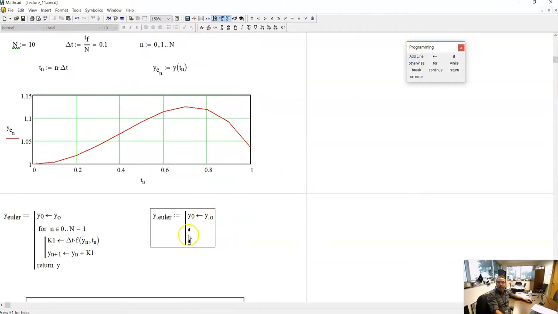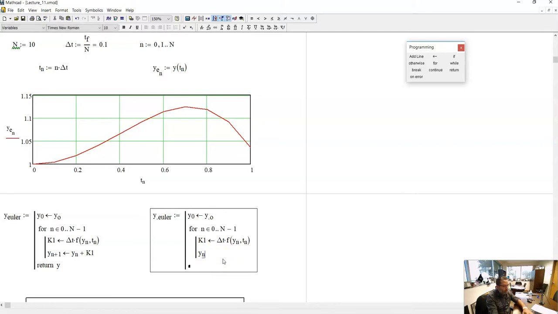And now we're going to add a line, and in this line we're going to loop using the for function. Don't type for, you have to use the function from the programming tab. And within the range going from 0 all the way to n minus 1. And add a line. Calculate the predictor. k1 is equal to delta t times the function f evaluated at y left bracket n comma t left bracket n close parenthesis. That's the predictor. And then the solution. Remember, the first order Euler's method only has a predictor. It doesn't have a corrector. y at n plus 1 is equal to y at n plus k1.